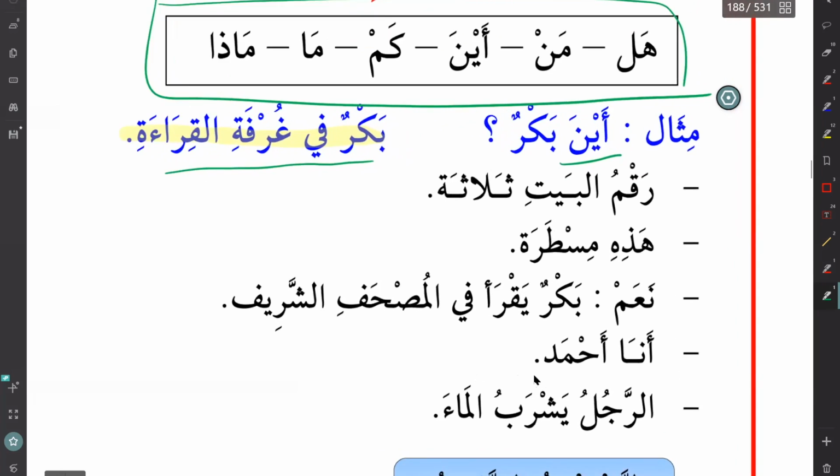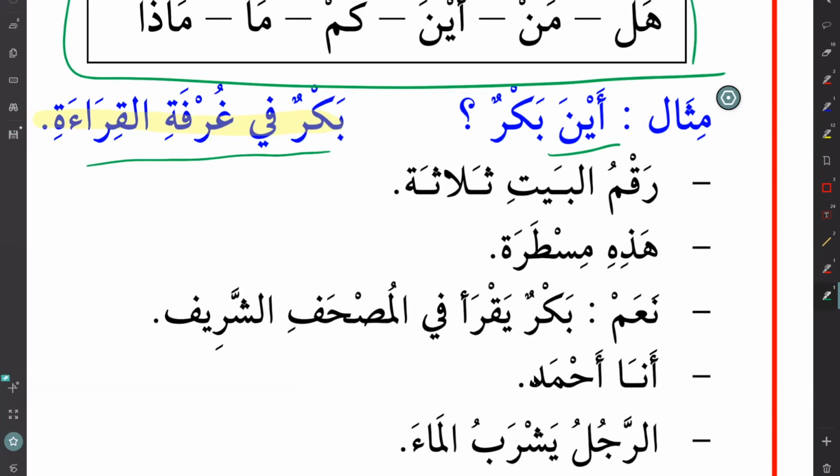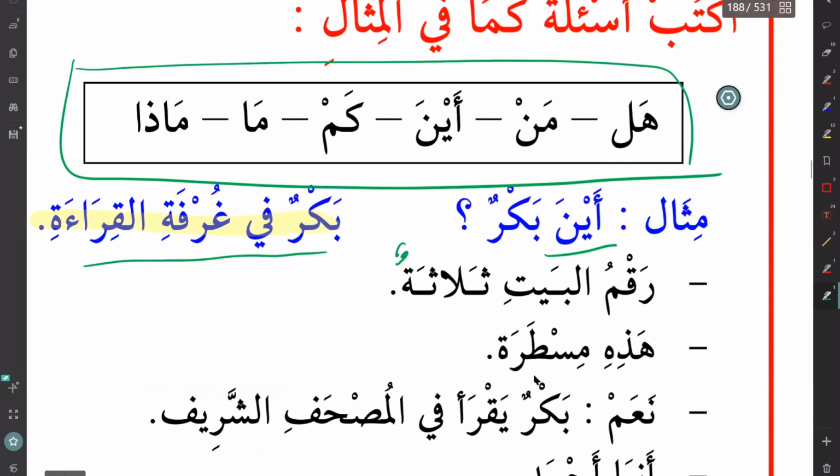Now let's look at what we have. We have Raqmul Bayti Thalathatun. Okay, the Raqmul Bayti means the number of the house. The house number, right? Thalathatun, three. So the house number is 3. So what would be the question for this answer? So remember, in the Arabic language, when we're asking about any kind of number, then we use kam. Kam is how much or how many. So we have to use kam.